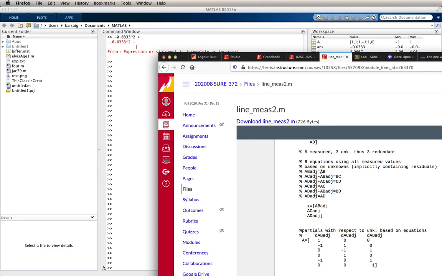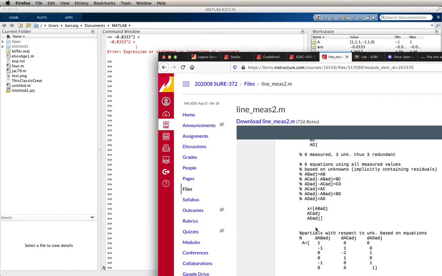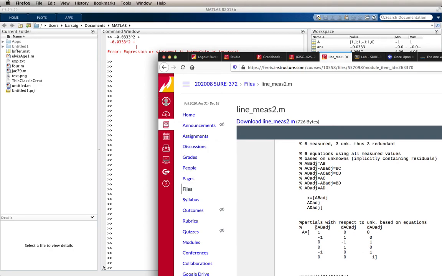So once we have our equations and once we have separated them into knowns and unknowns, we can write down our Jacobian matrix, that is the partials with respect to the unknowns based on our equations. And we have to write down the partials in the same order as our vector of the unknowns. That is the partial with respect to AB adjusted, AC adjusted, and AD adjusted. So this order has to match this order.